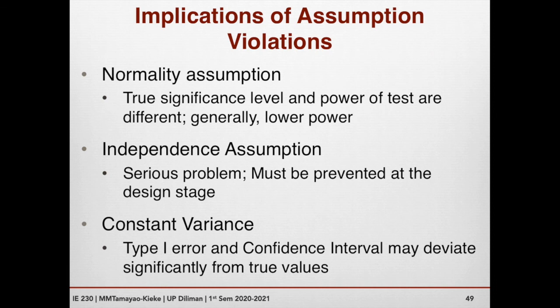Okay, so what are the implications if your assumptions are violated? For the normality assumption, if it is violated, then the true significance level and the power of the test are actually going to be different. And in general, your power will be lower. If you violate your independence assumption, this is a very serious problem and it has to be prevented at the design stage. Okay. Now, if you violate the constant variance assumption, your type 1 error and the confidence interval are going to deviate significantly from the true values.